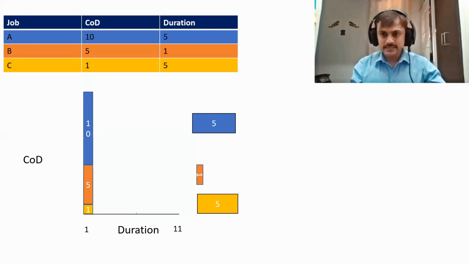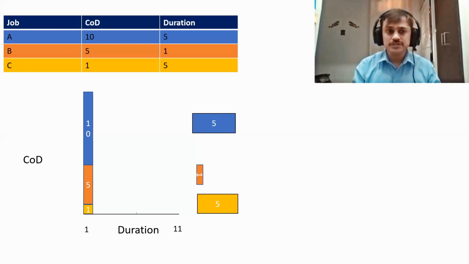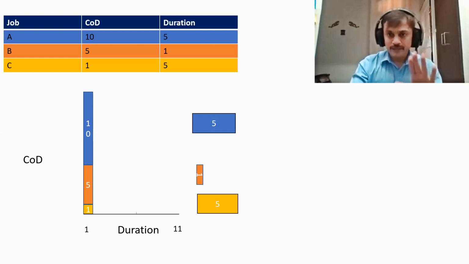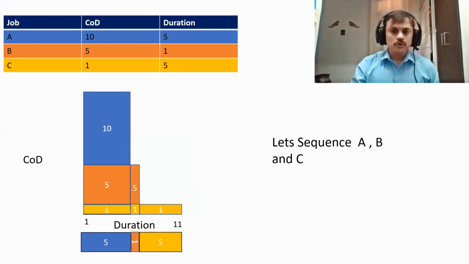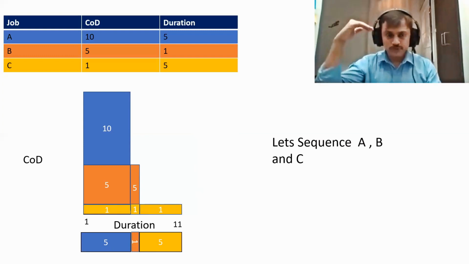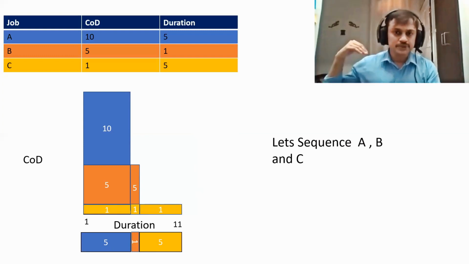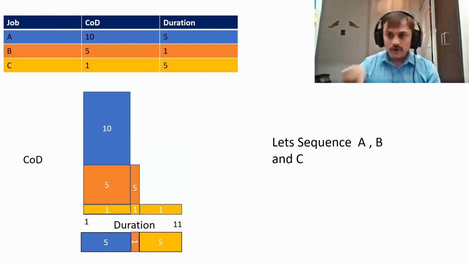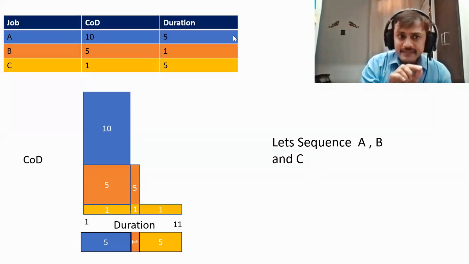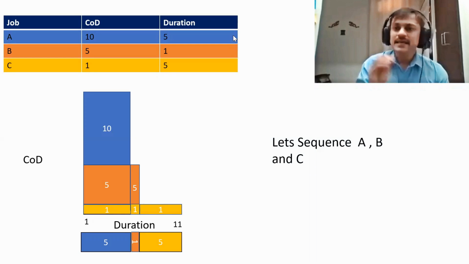A is losing $10 because it's not done, B is losing $5 because it's not done, and C is losing $1 because it is also not done. So if I sequence in one particular way, let's observe the overall cost of delay. Let's sequence it as A, B, and C. I'm saying let's do A first, then B, and then C. Let's understand how the overall cost comes out with this sequence. Since A will take 5 days, nothing has gone into production.